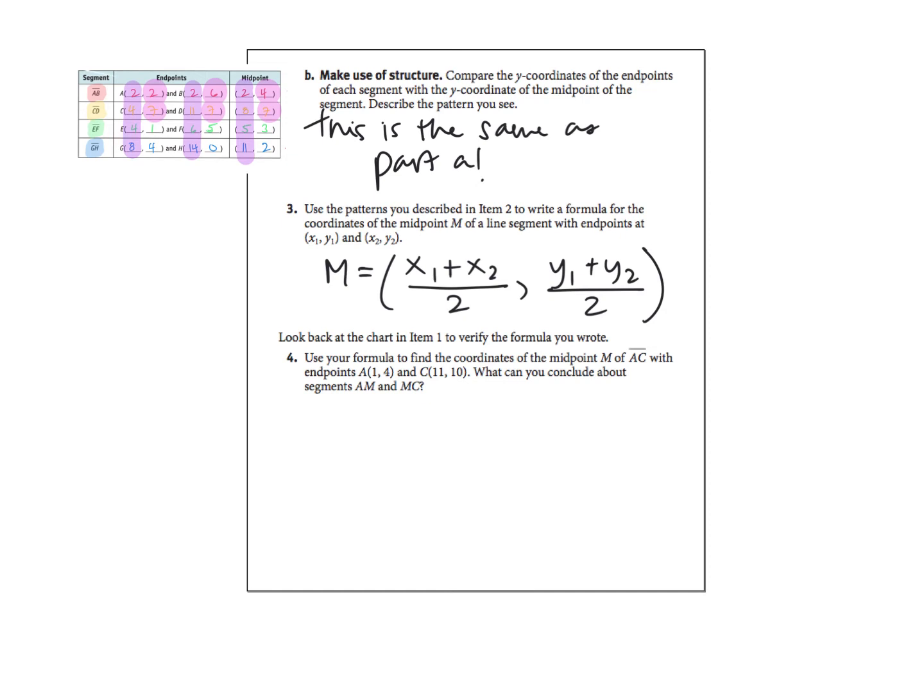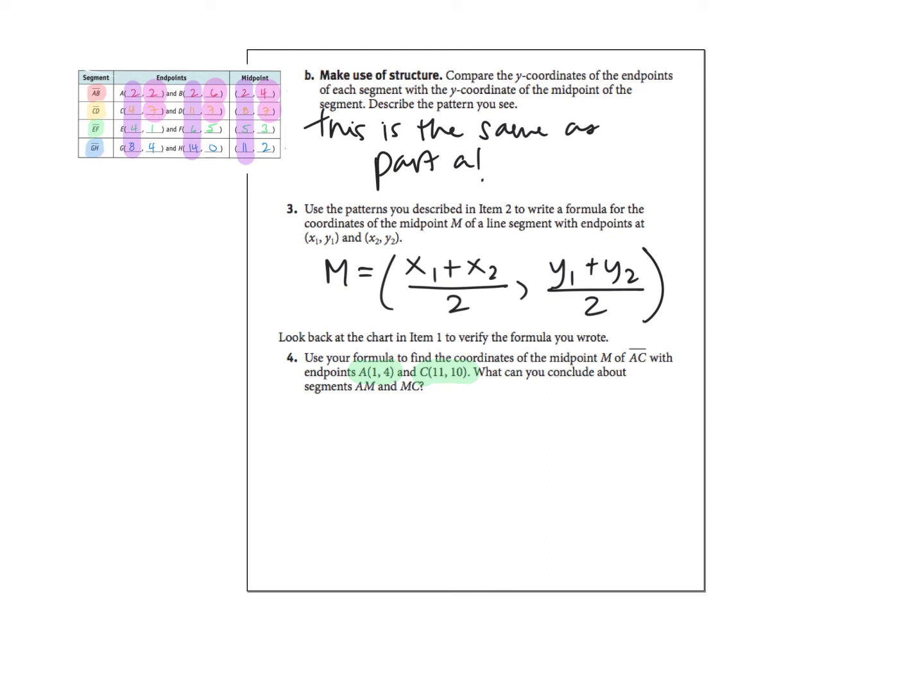Now let's actually practice using this formula on number 4. Number 4 says use the formula we just came up with for the following endpoints. Let's say point A is 1, 4 and point C is 11, 10. I want you to go ahead and figure out what the midpoint is. Go ahead and pause the video and show your work to use this formula to come up with the x and y value of the midpoint. All right, did you get the following point, 6, 7 included in parentheses?